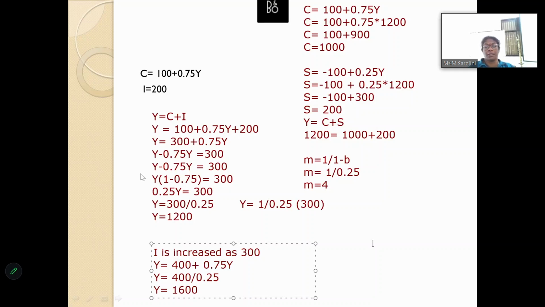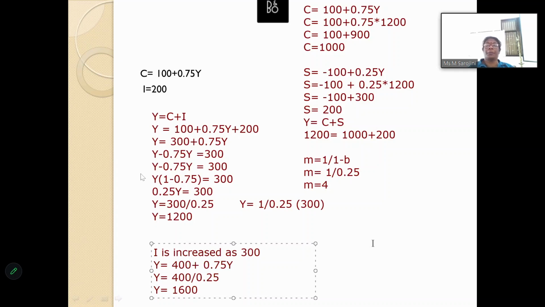The national income increases from 1,200 to 1,600. There is only a change of 100 in the investment, but the national income changes by 400. 300 minus 200 is 100. 1,600 minus 1,200 is 400. That is the effect of the multiplier. Because of the multiplier effect, the national income increases from 1,200 to 1,600 when the investment increases from 200 to 300.